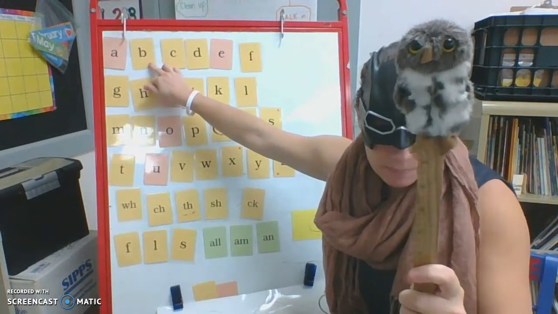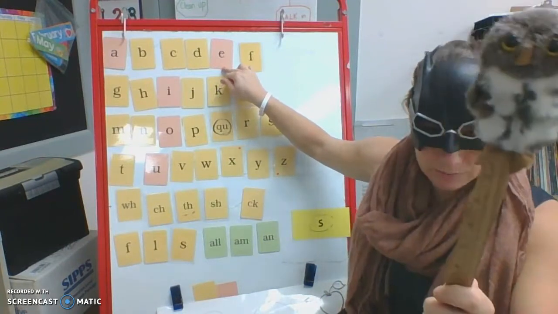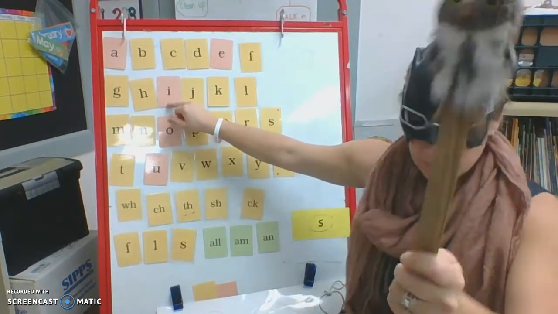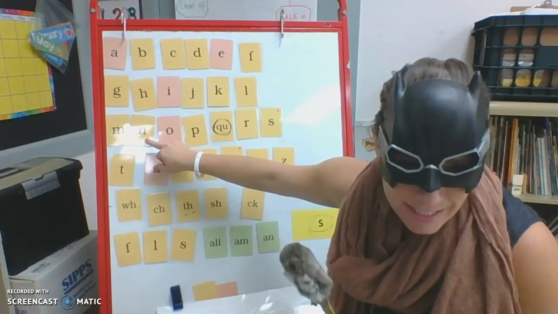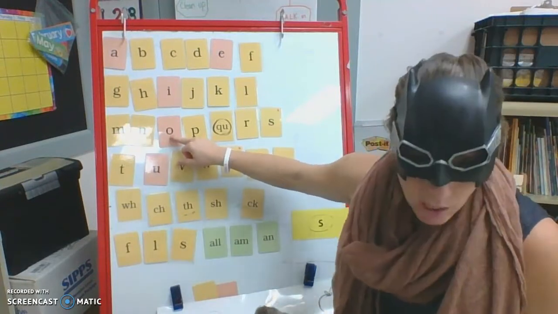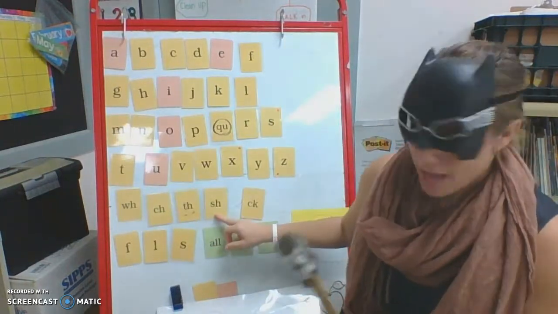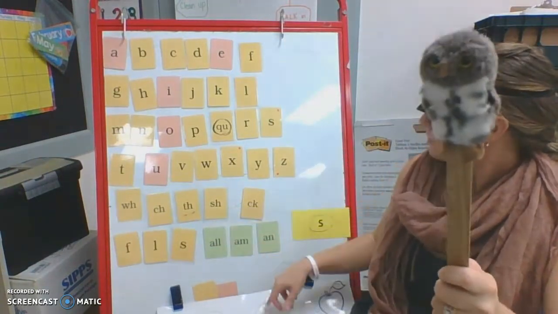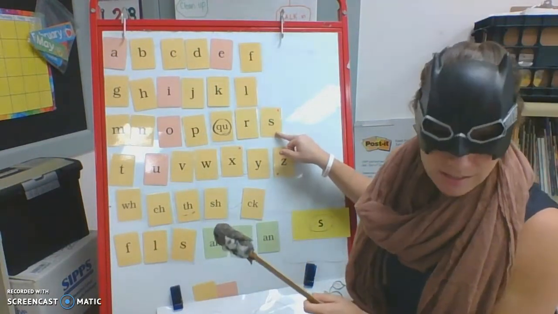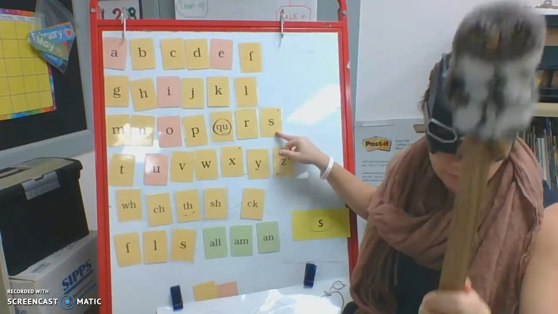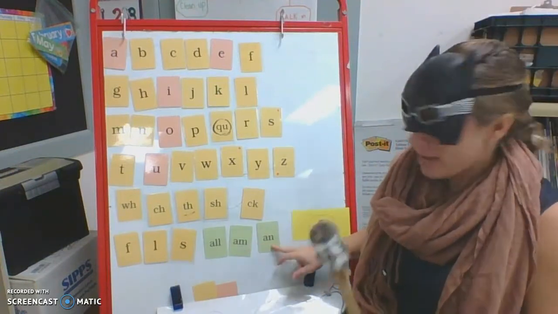Let's do our warm up. B, D, E, ed, I, ich, J, N, O, octopus, U, up, SH, sh, ALL, all, S, bugs, Z, AM, ham, am, AN, fan, an.